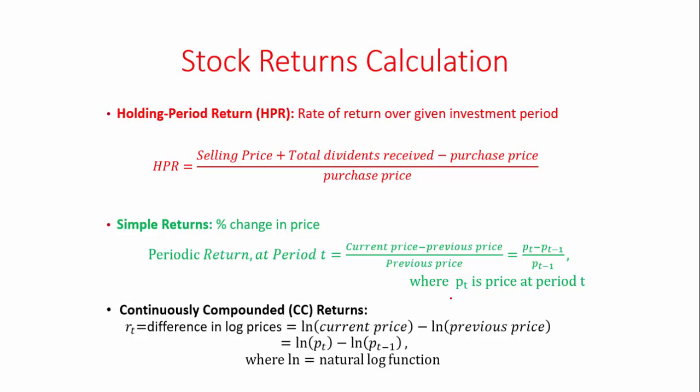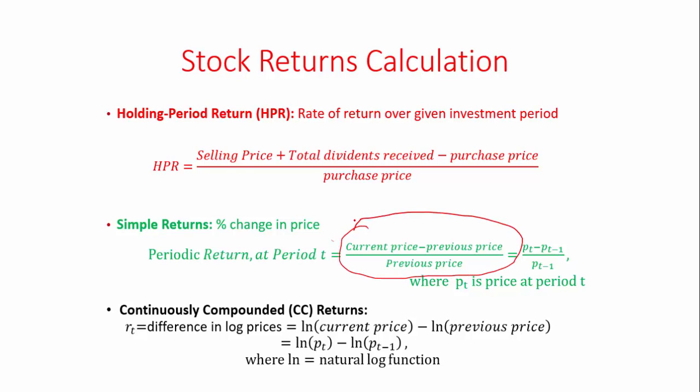So if you know the current price and the previous price, then you can simply calculate the simple return by finding the difference between the current price and the previous price and dividing by the previous price, like here.